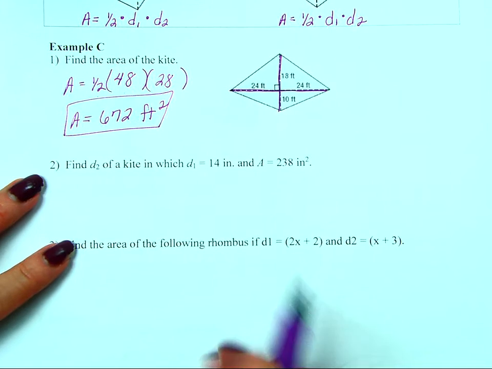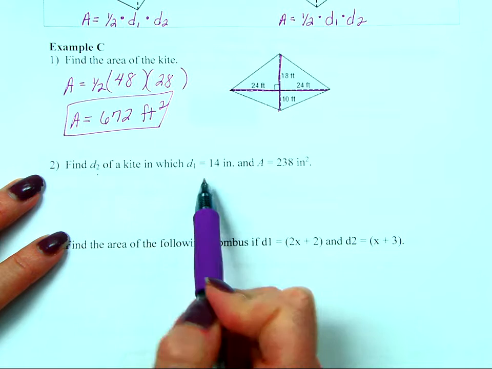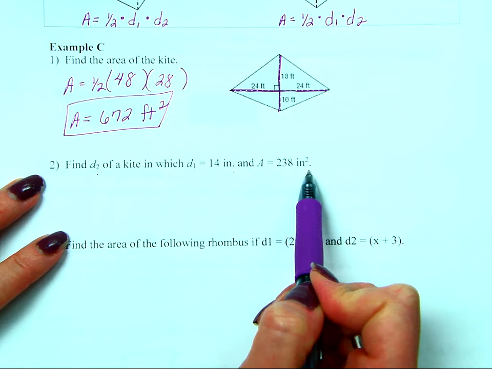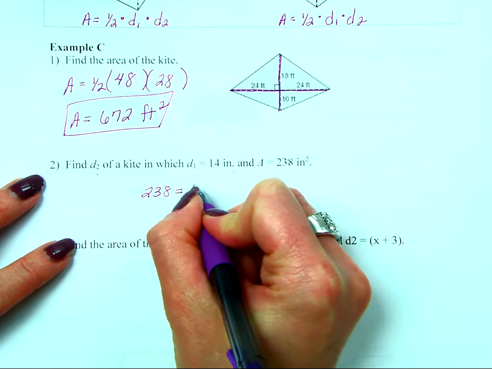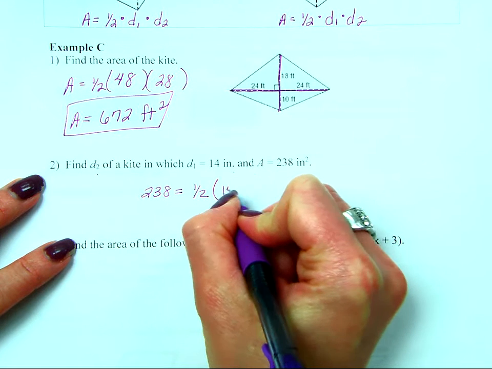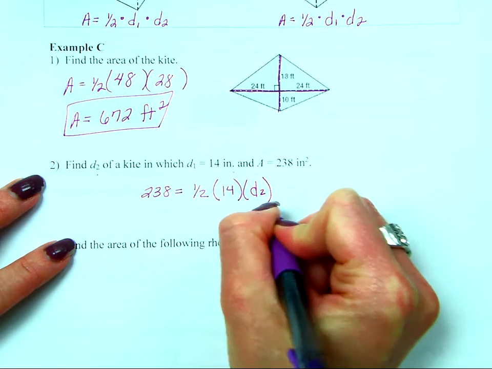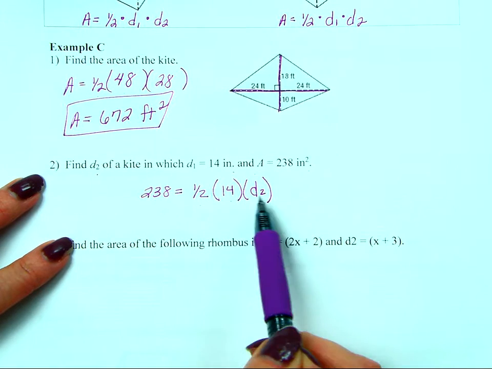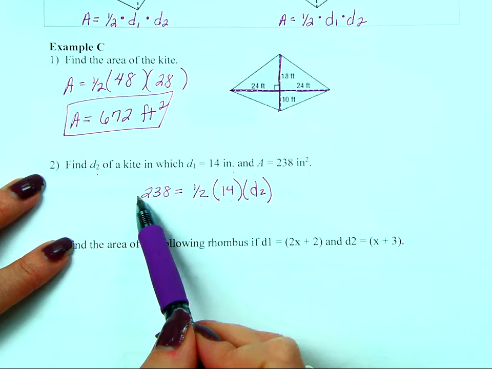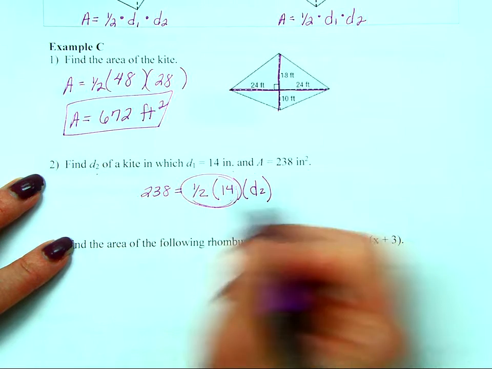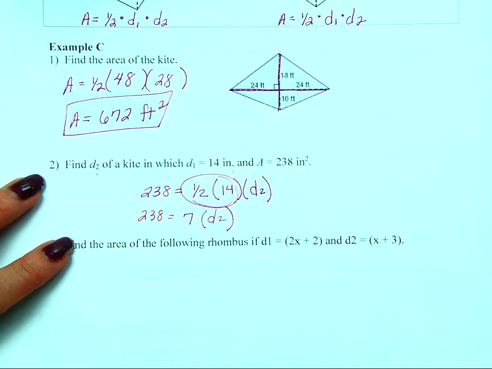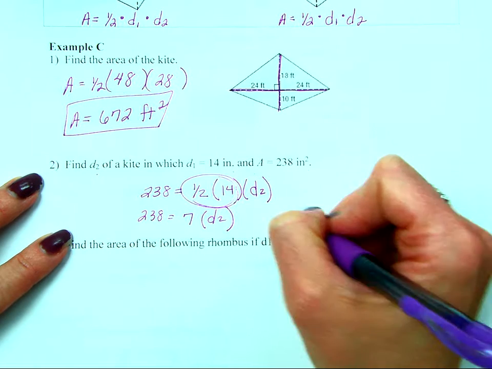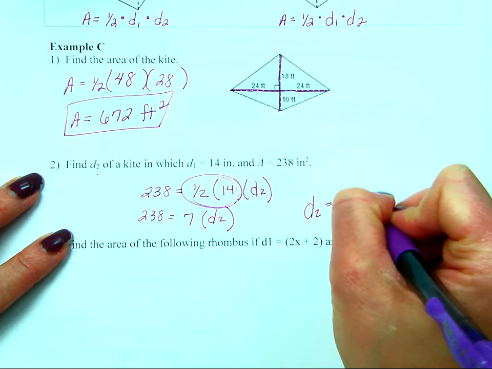If I were asked about finding the diagonal, like in number 2, I have one of them. I have my total area. I would simply be working backwards. 238, my area, would be equal to 1 half diagonal 1 times diagonal 2. Well, this is all being multiplied, so I could just think about dividing. Or, I know what half of 14 is. Half of 14 is 7, so I could simplify a little bit before I divide. 238 divided by 7, and we would find that our diagonal 2 is 34 inches.